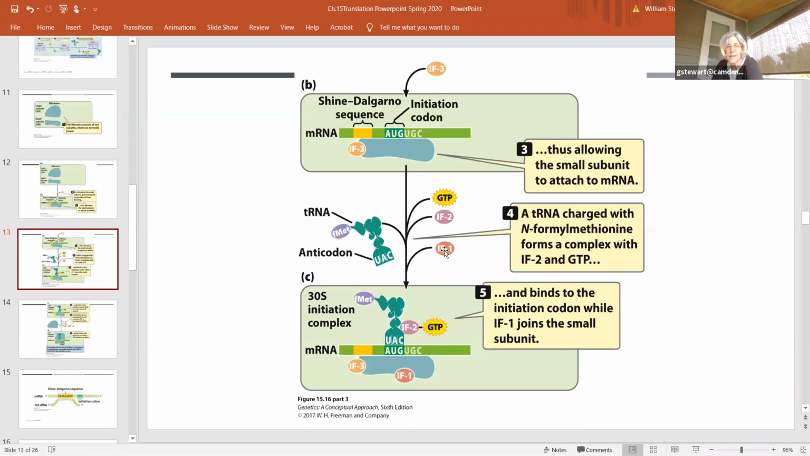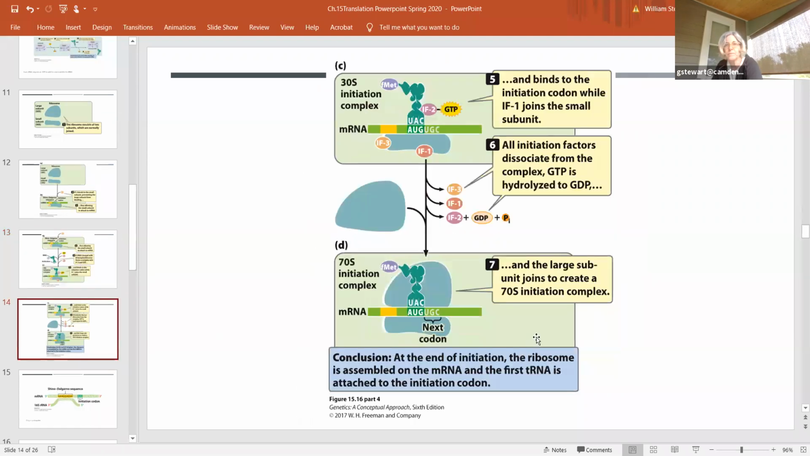Another initiation factor is also going to join to the bottom of the small subunit of the ribosome. Now that all of this is in place, the GTP is going to be used. It's going to detach all three of those initiation factors, and the large subunit is going to plop down on top.